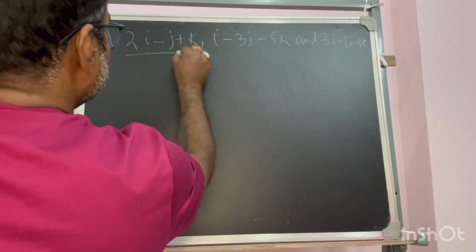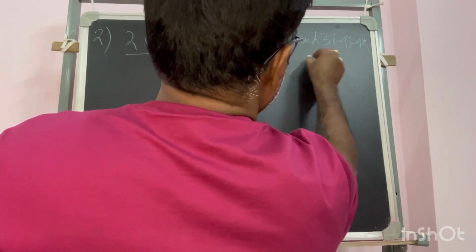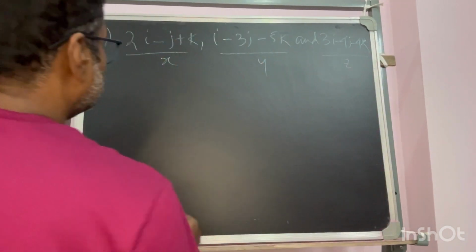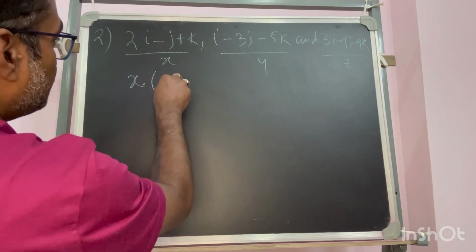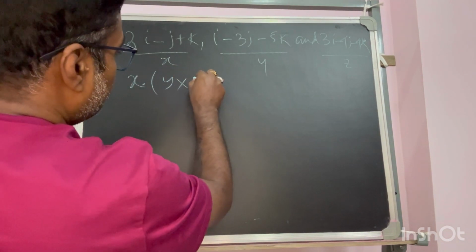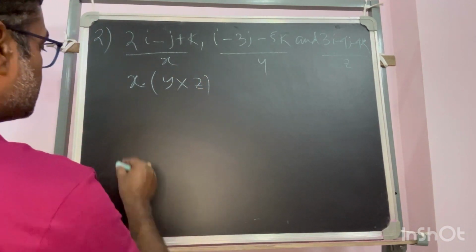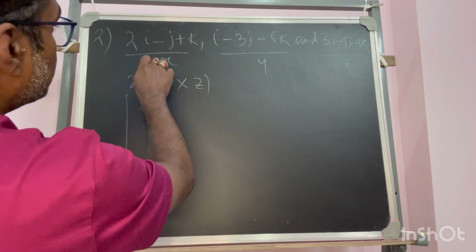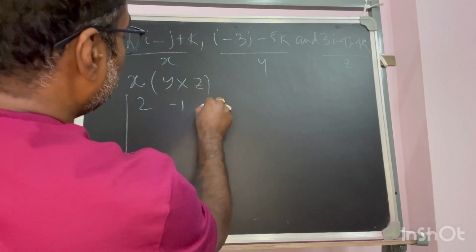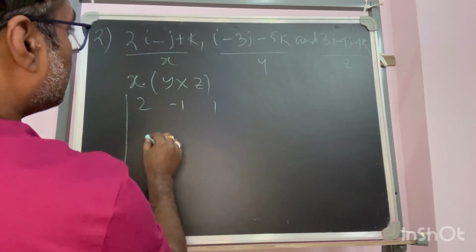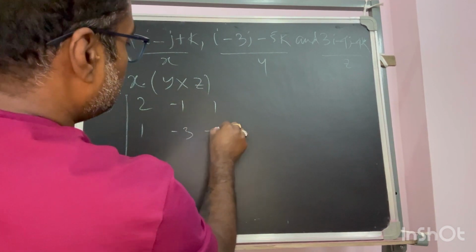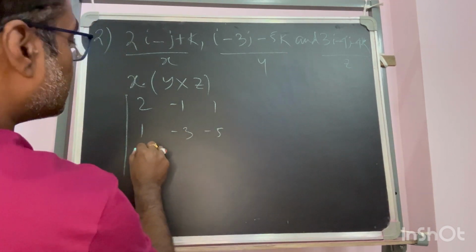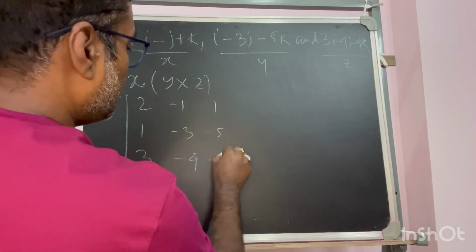So we can assume this is x, this is y, this is z. So our triple scalar product will be this. This has to be 0. So now we can take the matrix. This is the x component 2, minus 1, 1, y component is 1, minus 3, minus 5, z component is 3, minus 4, minus 4.